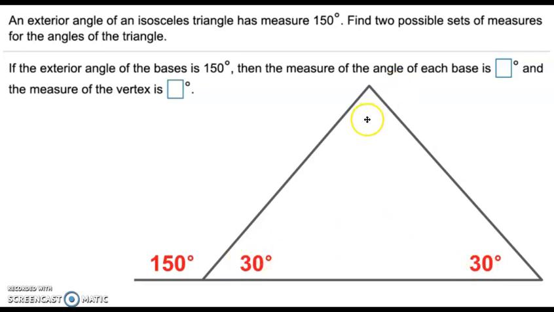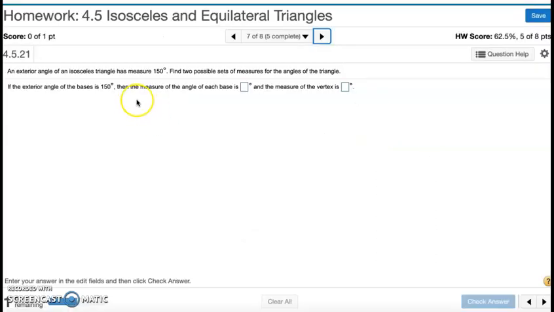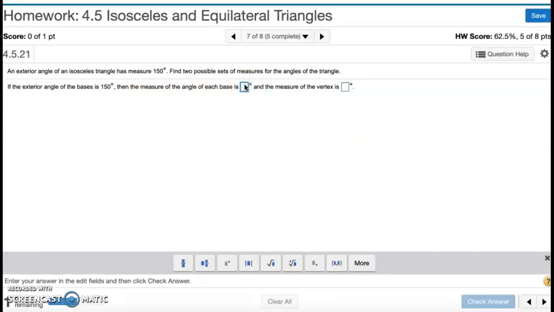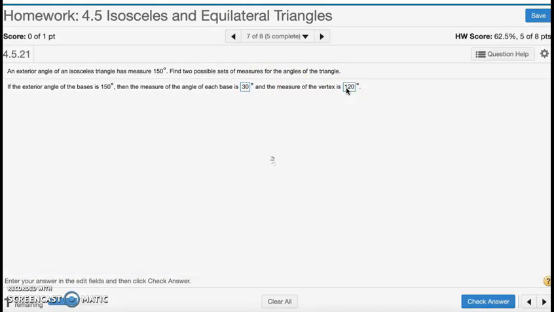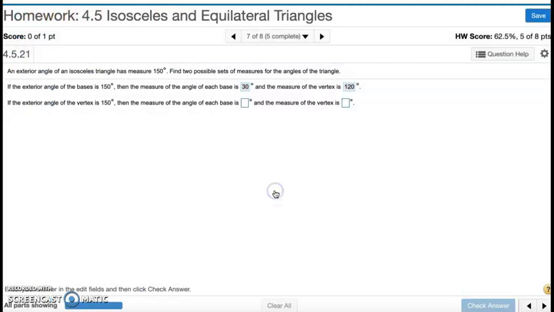Now to find the vertex, you add the 30 and 30 and subtract from 180, which gives you 120. So let's type those in. So the measure of the angle of each base is 30, and the measure of the vertex is 120. Now, if we make the 150 the exterior angle of the vertex, let's see what the measure of the angle of the base and vertex will be.